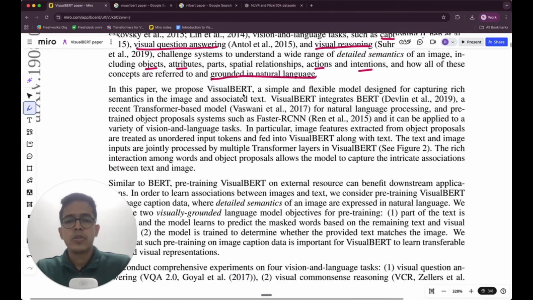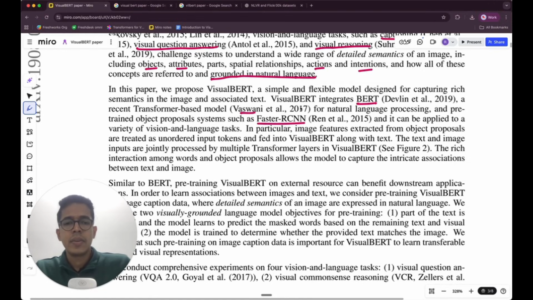In this paper, we propose VisualBERT, a simple and flexible model designed for capturing rich semantics in the image and the associated text. VisualBERT integrates BERT, Devlin et al. So the BERT paper, obviously one of the most famous papers in the history of AI, a recent transformer-based model for natural language processing. So this is the Attention Is All You Need paper, and this is the BERT paper. And pre-trained object proposal systems such as Faster RCNN. So RCNN, Fast RCNN, Faster RCNN, Mask RCNN, they were all either object detection or semantic segmentation models. And it can be applied to a variety of vision and language tasks.